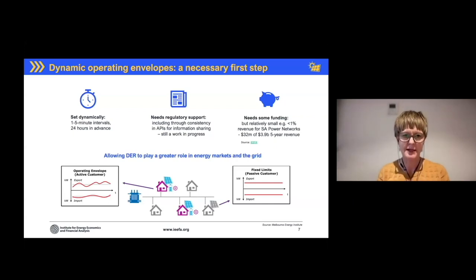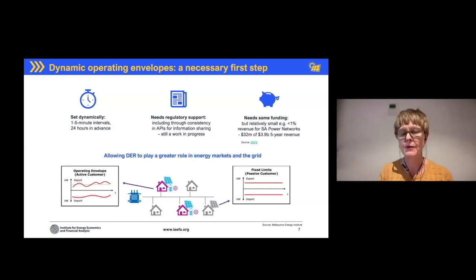Dynamic operating envelopes have already been mentioned. This, to my mind, is a really significant innovation developed through South Australian Power Networks. Basically, they've gone from static 5 kilowatt limits to a variable limit up to 10 kilowatts, which is particularly significant when the average system size being installed is 9.5 kilowatts. This allows for a greater consumer return on their investment, but much more importantly, allows for greatly reduced curtailment of that rooftop solar.